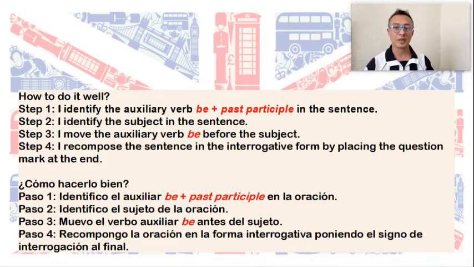How to do it well. Step 1. I identify the auxiliary verb be plus past participle in the sentence. Step 2. I identify the subject in the sentence. Step 3. I move the auxiliary verb be before the subject. Step 4. I recompose the sentence in the interrogative form by placing the question mark at the end.